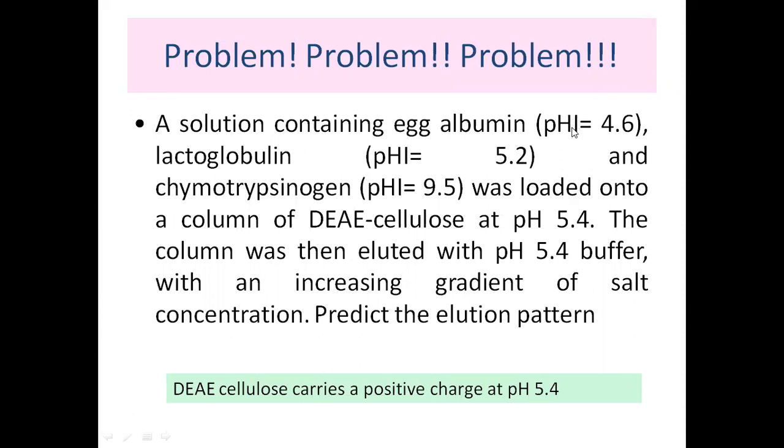And then I told you the rule. What the rule tells us: if the buffer pH is greater than the isoelectric point of the protein, then this protein, egg albumin, will have a net negative charge, higher negative charge compared to lactoglobulin, because lactoglobulin has a PI of 5.2. Nonetheless, this lactoglobulin also will have a negative charge, but the negative charge on lactoglobulin will be lesser compared to egg albumin, because the difference between the pH of the buffer and the PI of the protein is more for egg albumin.